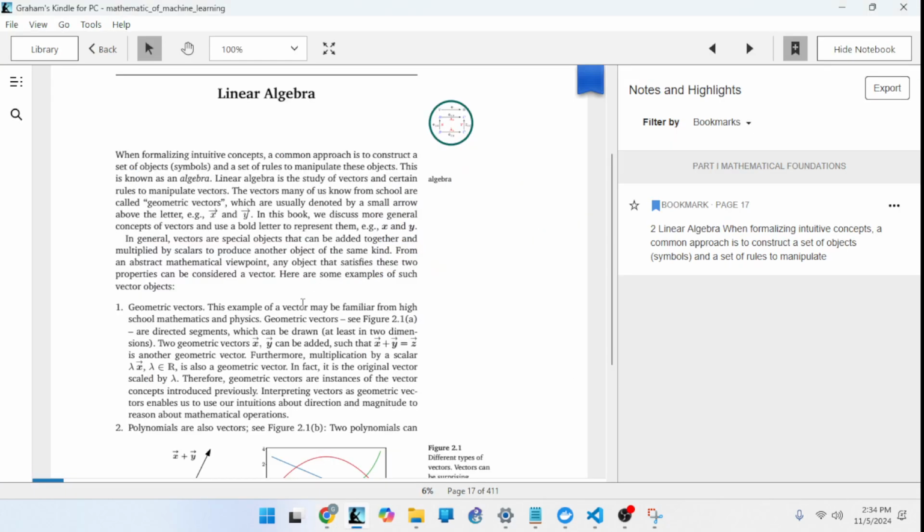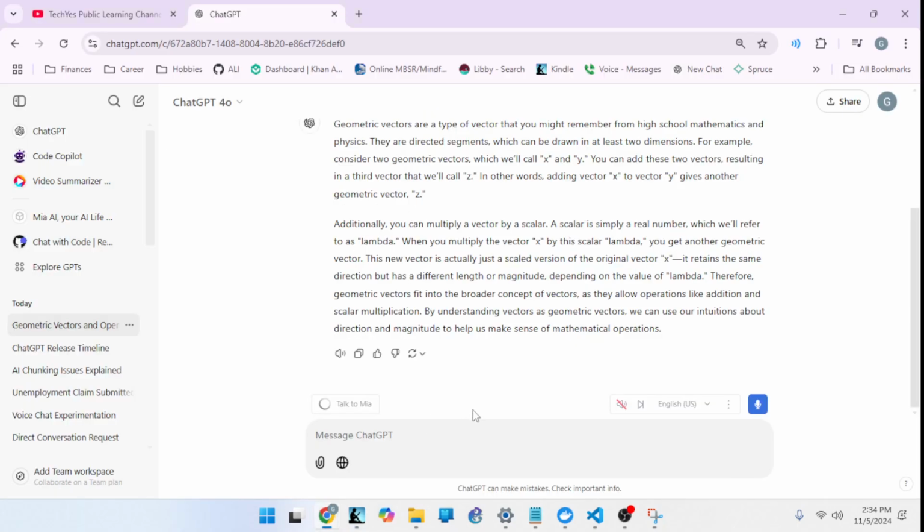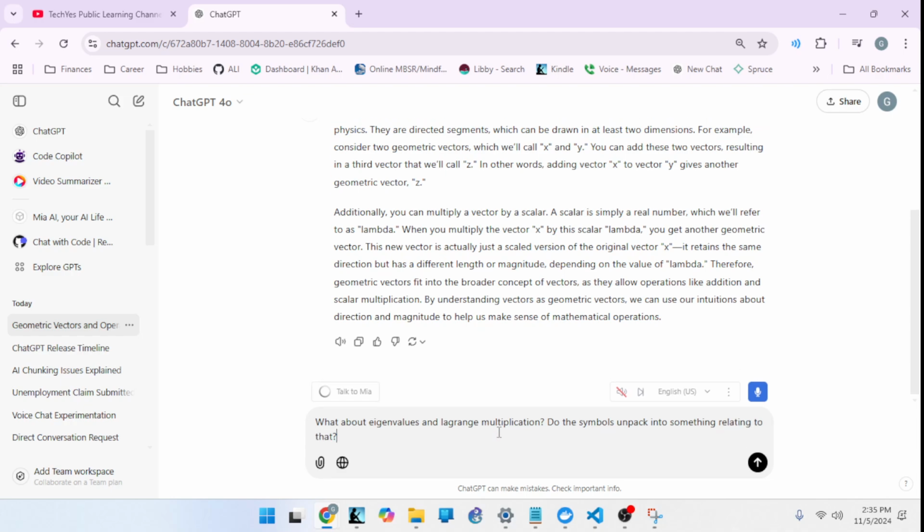So I'm not sure how useful that was because I don't know if there was anything. So let's say, what about eigenvalues and Lagrange multiplication? Don't the symbols unpack into something relating to that?